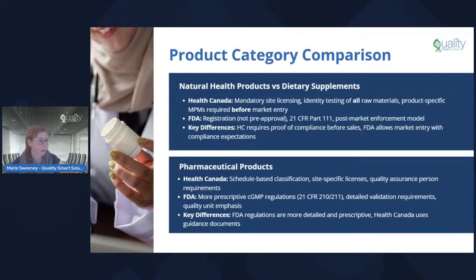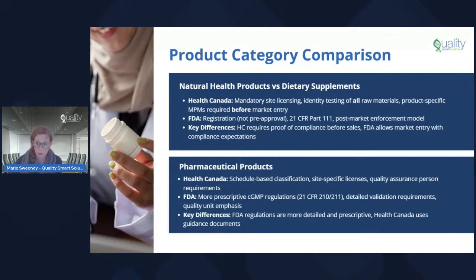Okay, so product category comparisons: natural health products versus dietary supplements. In Health Canada, we have a mandatory licensing system. You have to identify and test all raw materials, and product-specific NPNs are required before market entry. The FDA is a registration, not pre-approval. You are required to have compliance with 21 CFR Part 111 and post-market enforcement models. So the key difference is Health Canada mandates proof of compliance prior to sales, while the FDA allows for market entry and has compliance expectations that they will confirm throughout the future.